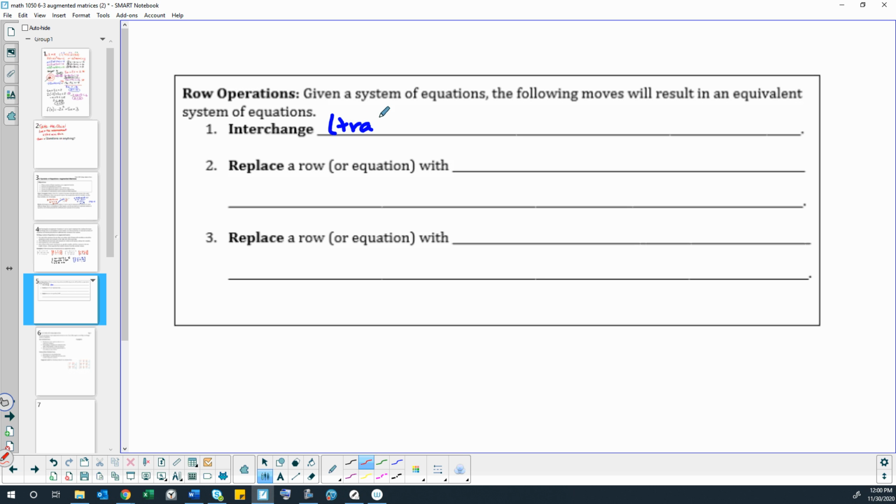So interchange or trade any 2 equations, which instead of calling them equations, now that we've written them in a matrix, we're going to call them rows. So the rows of our matrix are the equations, and we can trade any 2 rows. We can replace a row or an equation with a non-zero multiple of itself.